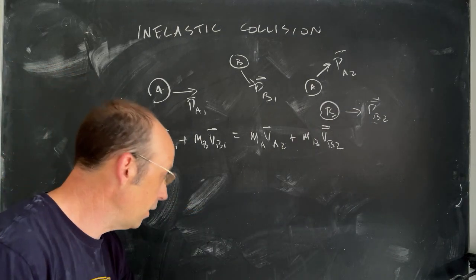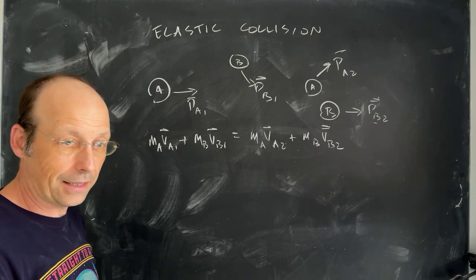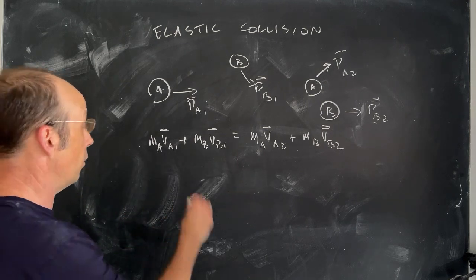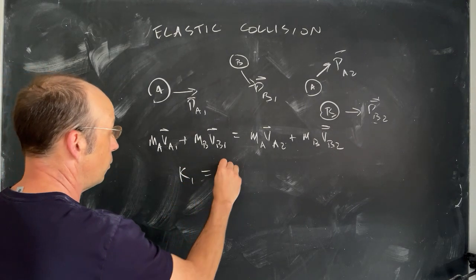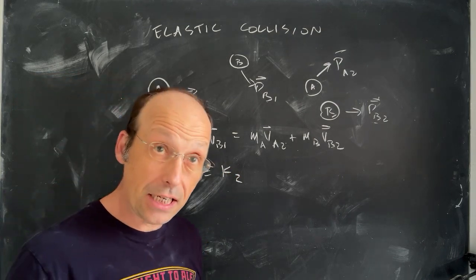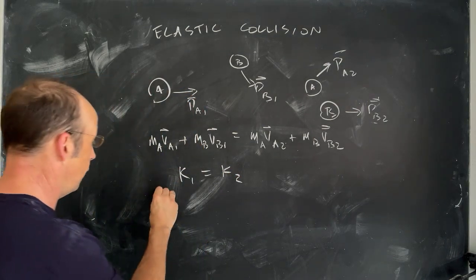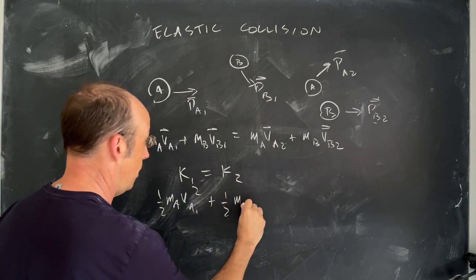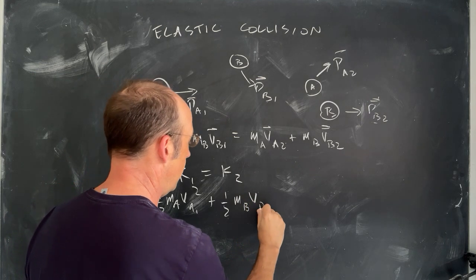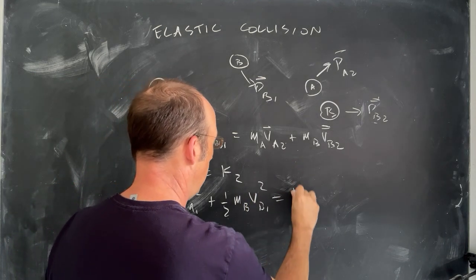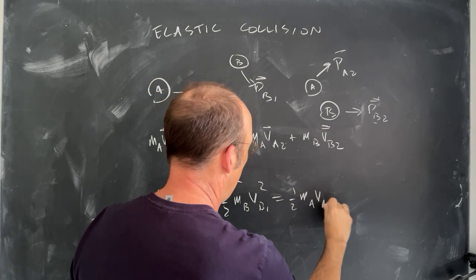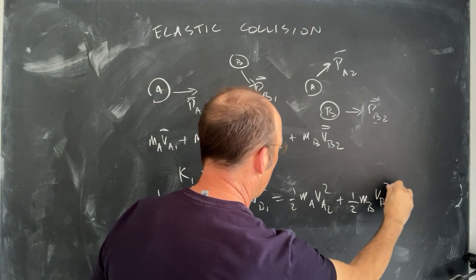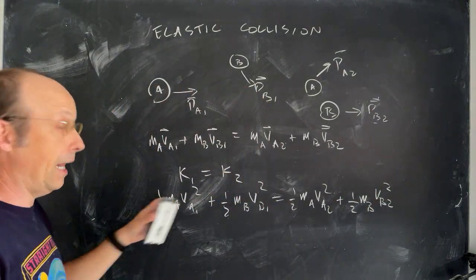There's a special kind of collision called elastic collisions, where not only is the total momentum conserved, the momentum before and after, but also K1 is equal to K2. The kinetic energy is conserved. So 1/2 mAvA1 squared plus 1/2 mBvB1 squared equals 1/2 mAvA2 squared plus 1/2 mBvB2 squared. And you'll notice that there's no vectors over there because kinetic energy is a scalar quantity.